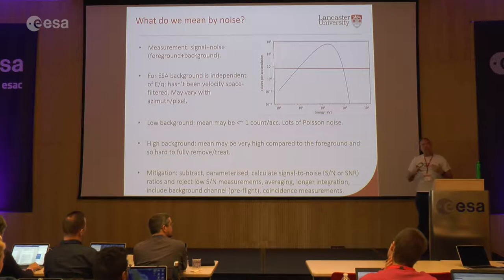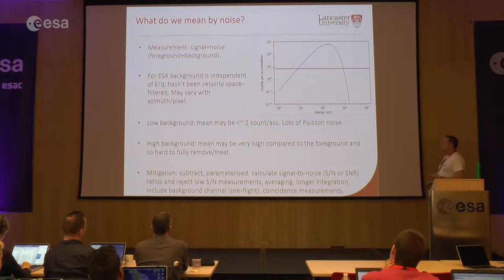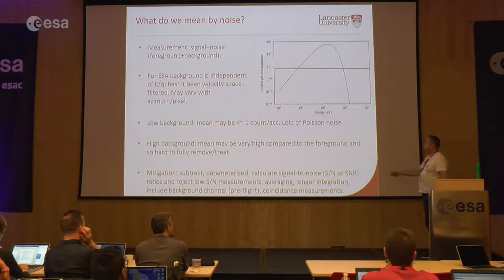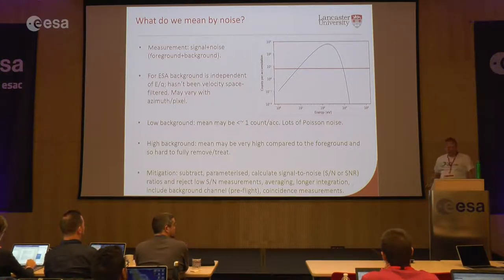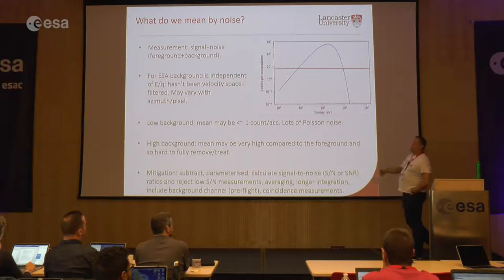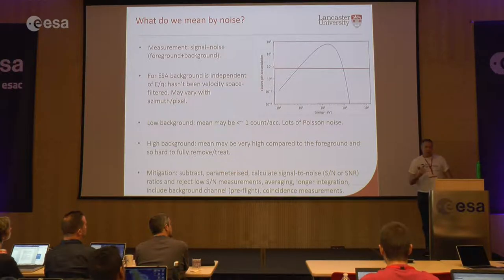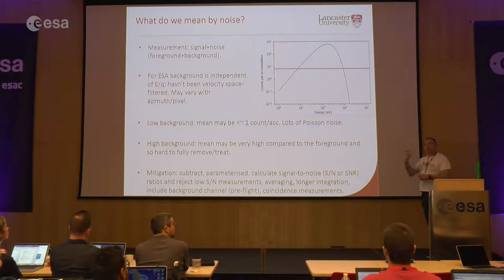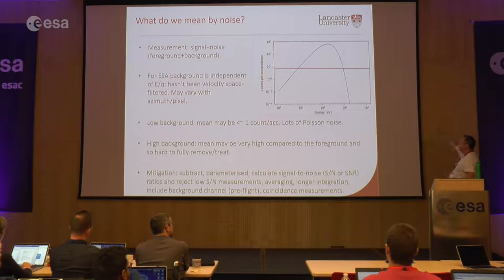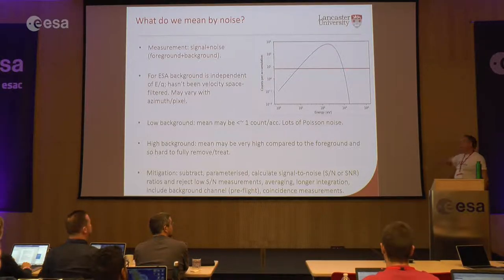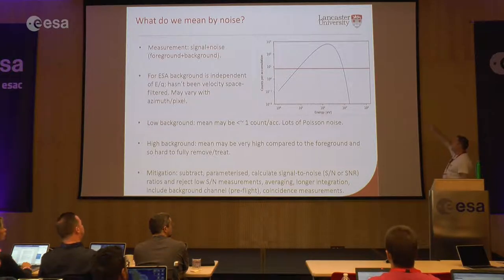There are different limits to this that we could think about. We could think about the low background limit, when the mean background, in terms of the counts per integration time, counts per accumulation, is less than or of the order of one. What that gives you is lots of Poisson noise, because this is going into a detector that is counting, so the counts are described by a Poisson distribution. When you only have around one count per accumulation, you could have zero counts, you could have one, you could have two, sometimes three, because of the variance in the Poisson distribution for those means. That could give you lots of noise out here, where the foreground signal is low and the background is relatively high compared to the foreground.